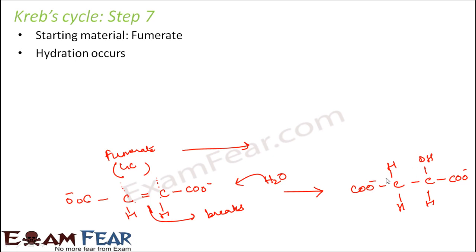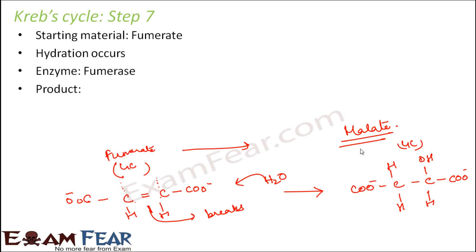And whatever is formed is again a 4-carbon compound, and this is known as malic acid or malate, whatever you call it. So this is your malic acid. Malic acid is formed from fumarate by hydration, and the enzyme involved here is fumarase, and the product formed is malic acid or malate.